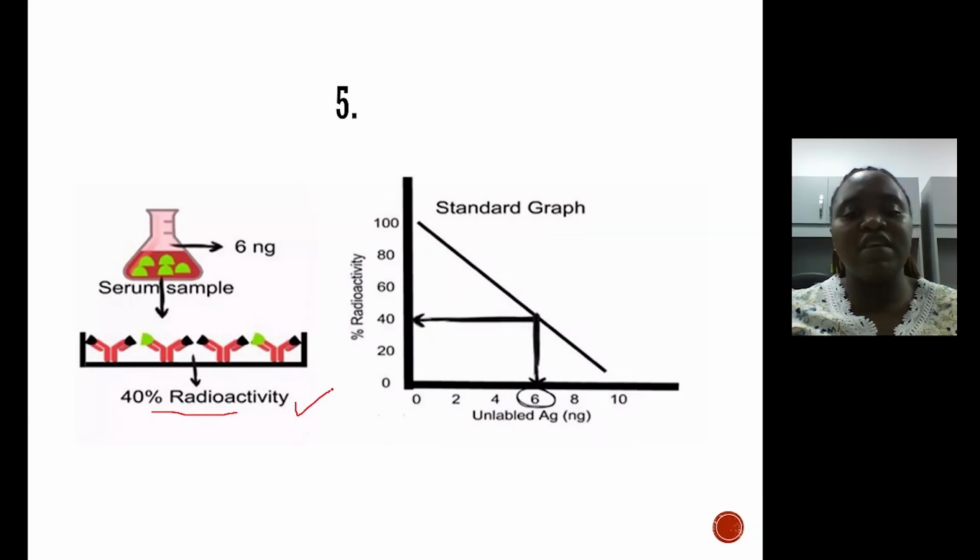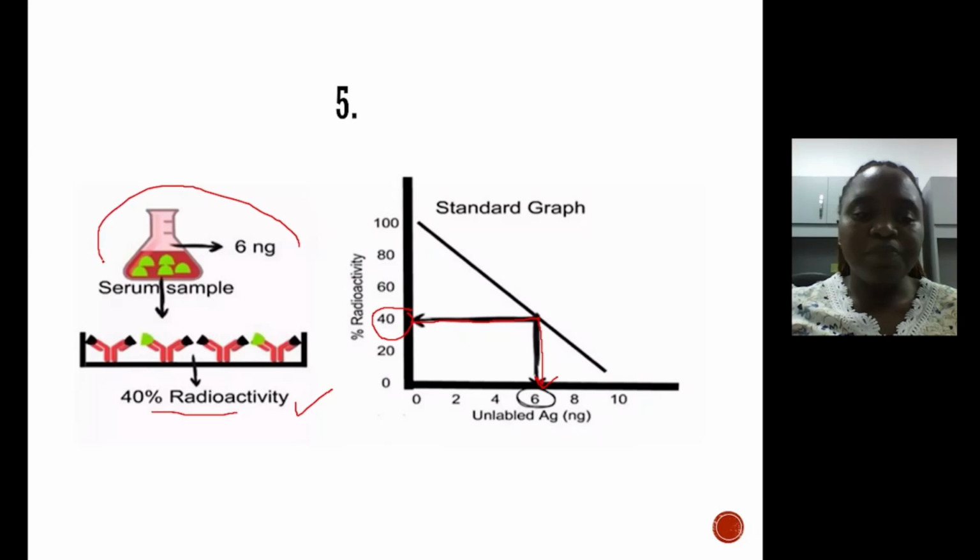So you go to your standard curve that you have already generated and locate the 40% radioactivity. This time what we don't know is the concentration. From the 40%, we extrapolate to the standard graph and then to the x-axis to get the concentration. So now the concentration of our serum sample is 6 nanograms of the antigen.